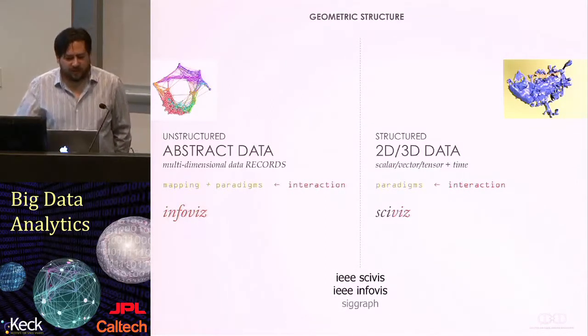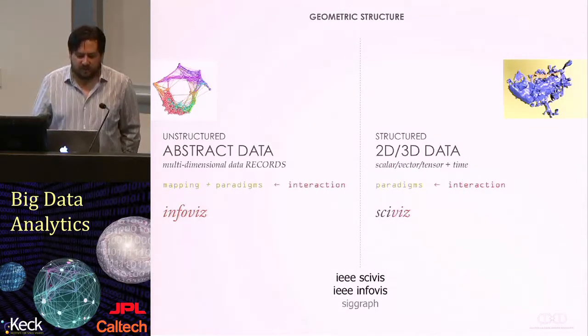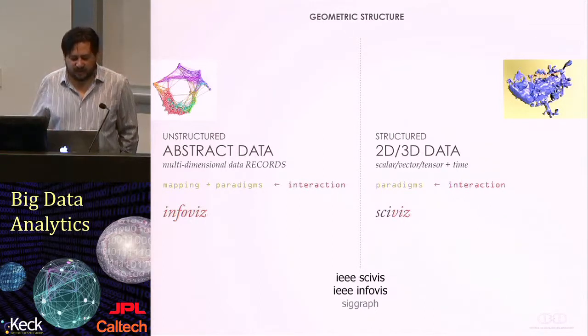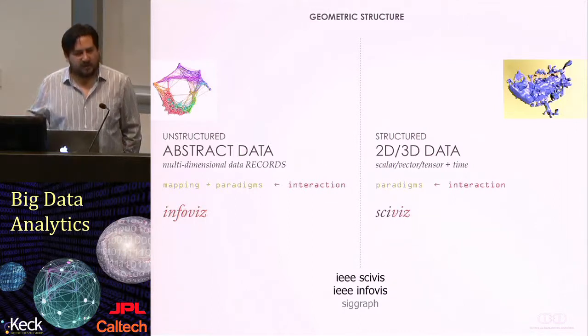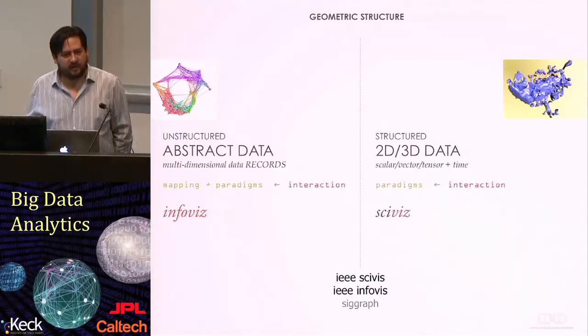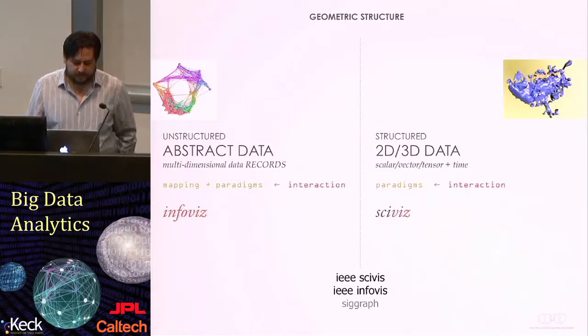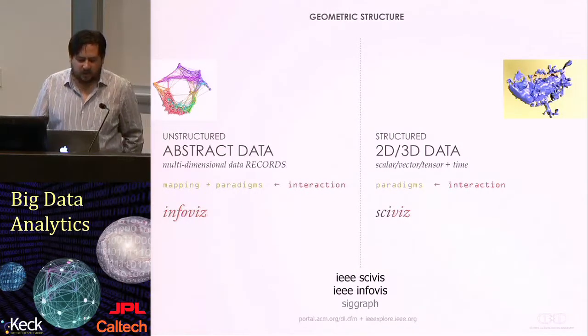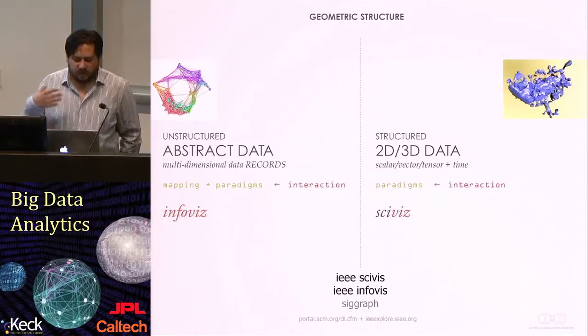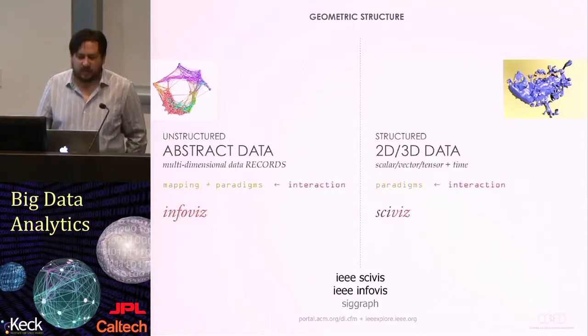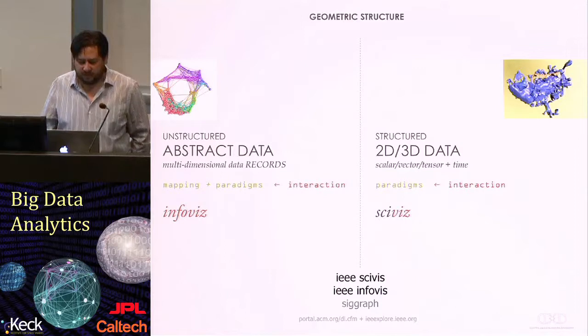A good resource to find the current work being done both in InfoVis and SciVis are actually the InfoVis and SciVis conferences, which are both IEEE. Now there's also the Computer Graphics Conference, SIGGRAPH, which every now and then does publish strong visualization papers. You can turn to either the ACM portal or the IEEE Explorer portal to find the latest research and the latest papers.